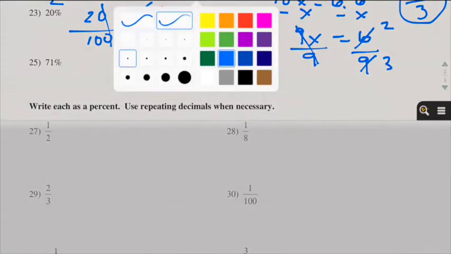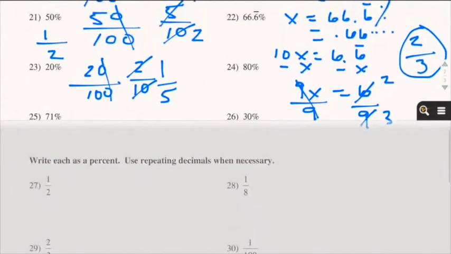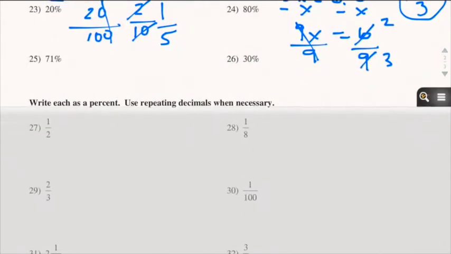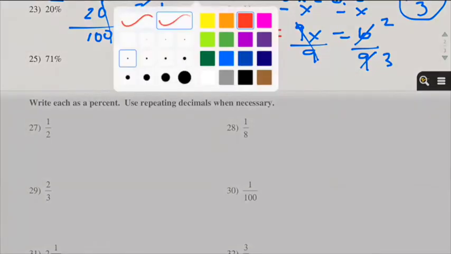Number 24. I'm going to do this in a different color just to overlay what we did in number 22. And I'll try and do it small so we don't have to erase anything. But number 24, we have 80%, 80 over 100. Those zeros can't reduce or cancel. Our common factor between 8 and 10 is 2. 2 goes into 8 4 times. 2 goes into 10 5 times. So 80% is equal to 4/5.